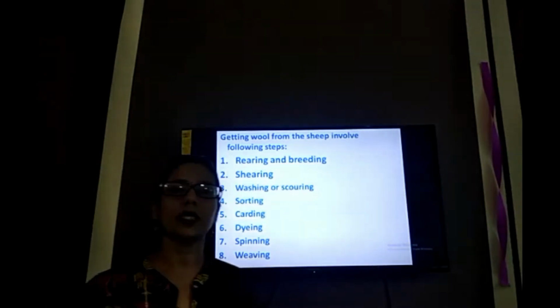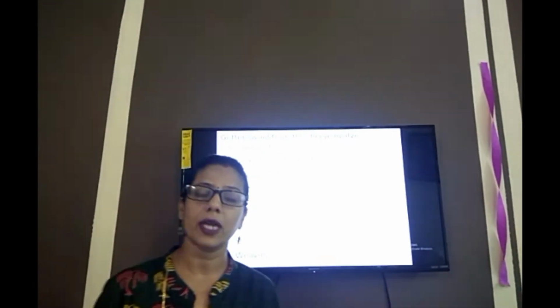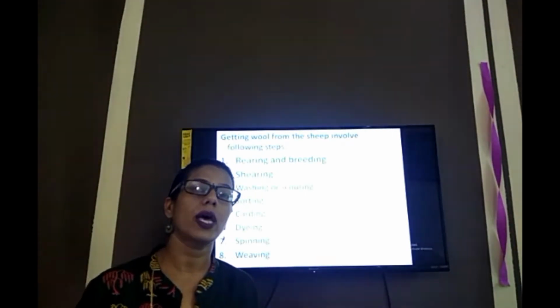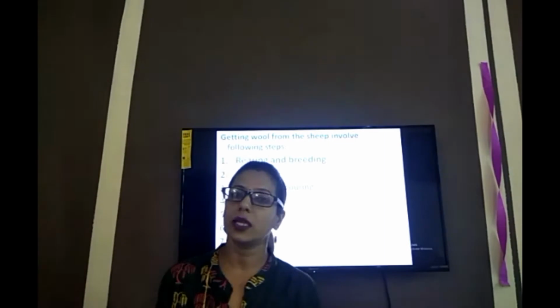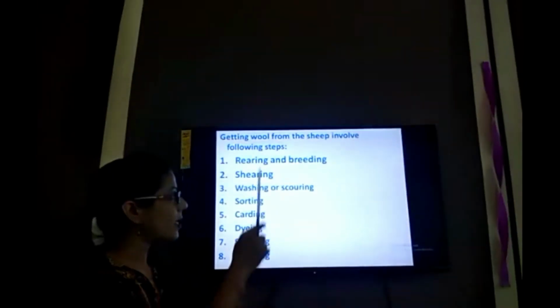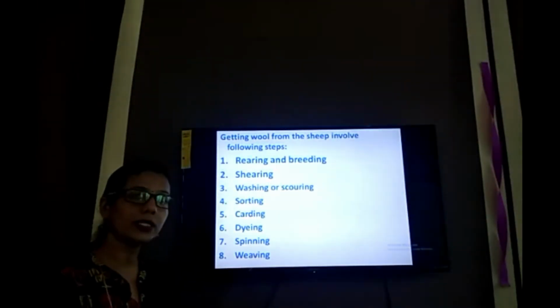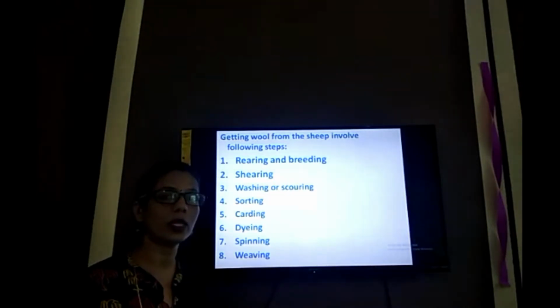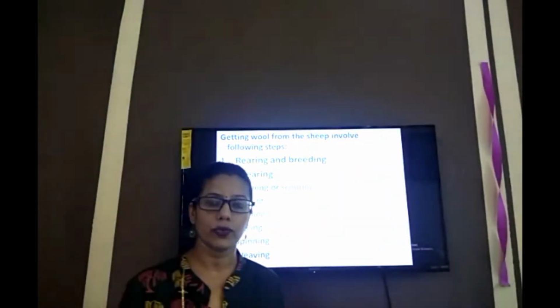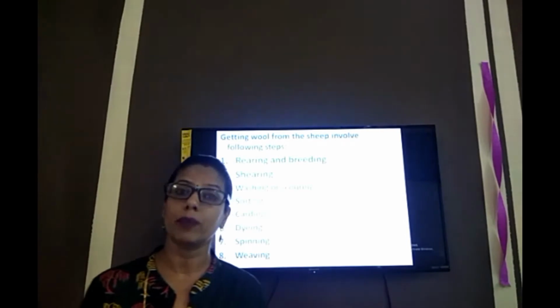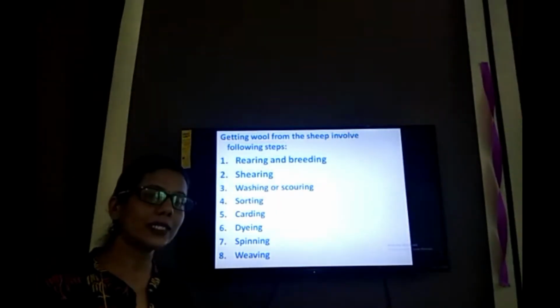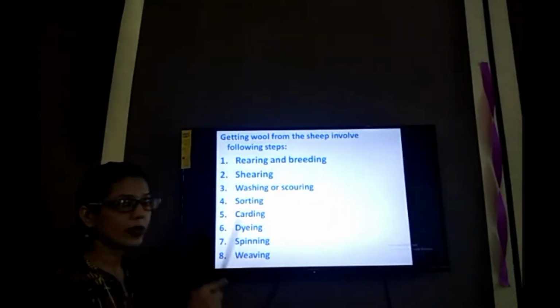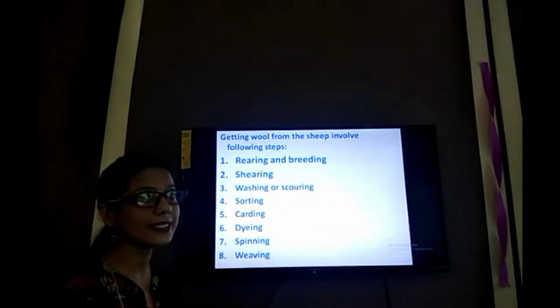So for obtaining the wool from the fibers, which are obtained from the hairy skin of the sheep and other wool yielding animals, the fiber is passed through different steps, and finally we obtain the wool which is used to make sweaters, shawls and other woolen material. Now we will discuss each step one by one in detail in the next slide.